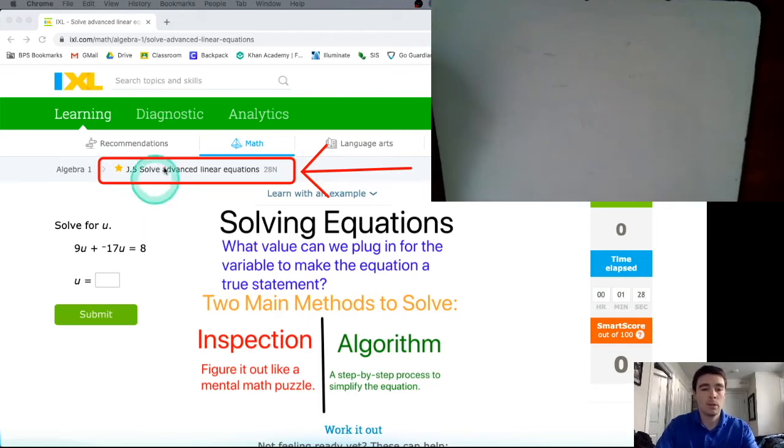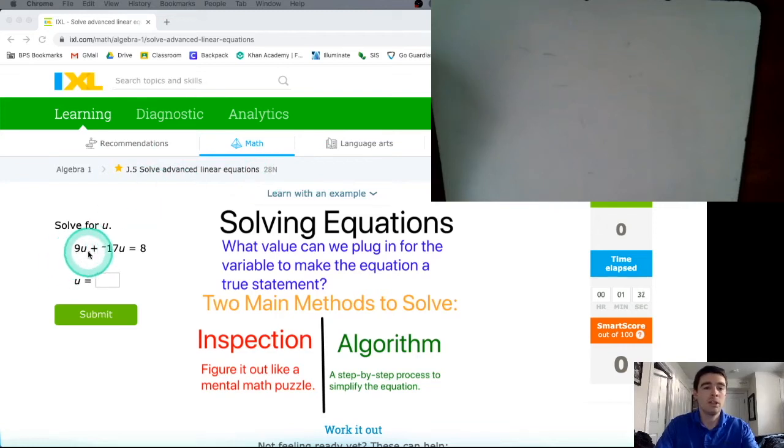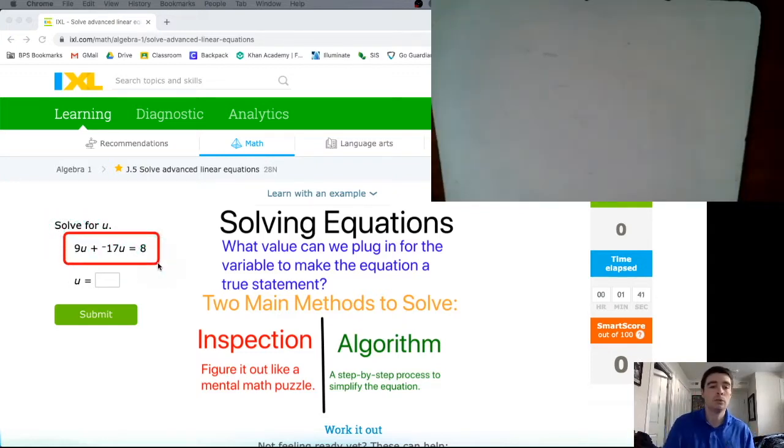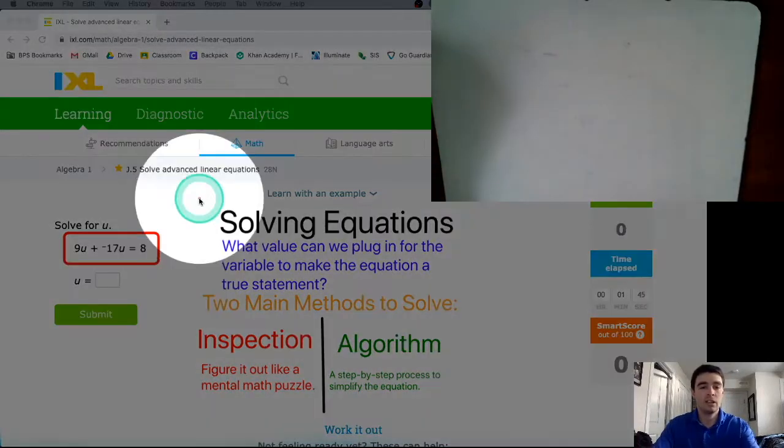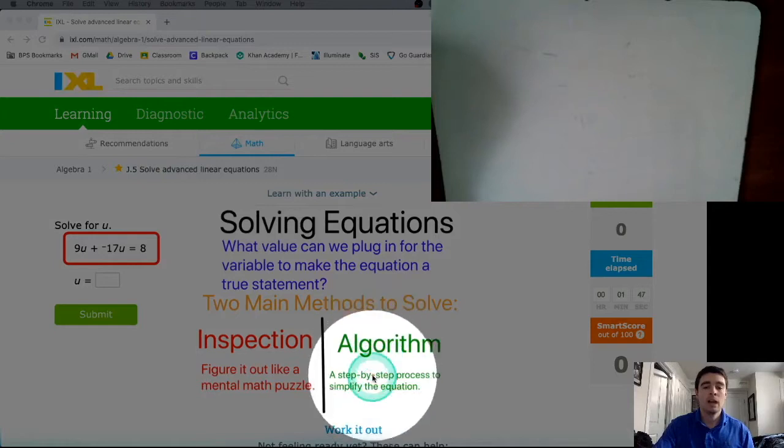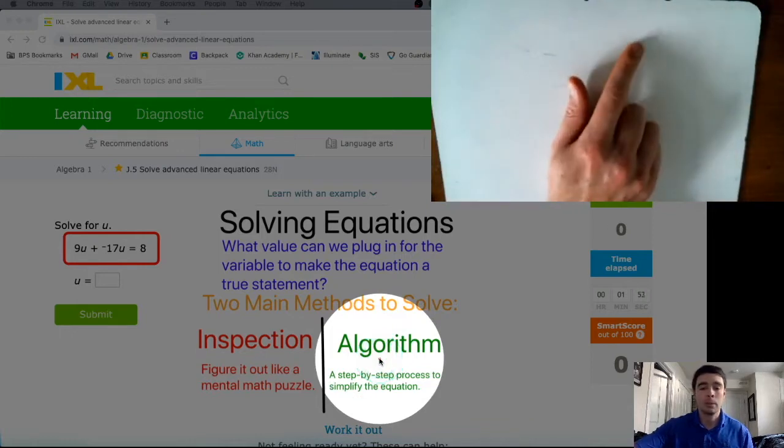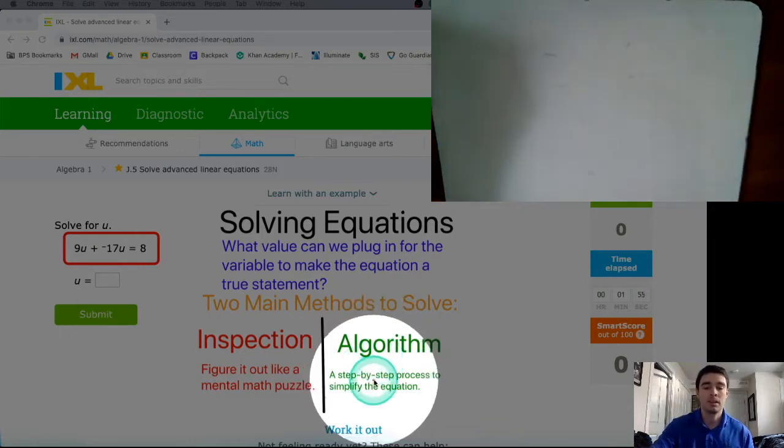The first equation that we're going to work with is this equation 9u plus negative 17u equals 8. So I'm going to go ahead and put a box around that right now. 9u plus negative 17u equals 8. And as we move towards these advanced linear equations, I think as they get more difficult, we're going to be relying on using the algorithm, or writing the equation out on a piece of paper or whiteboard and taking this step-by-step process to simplify the equation.